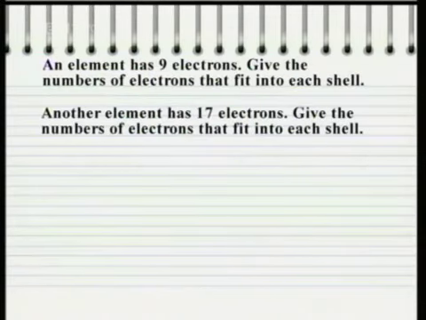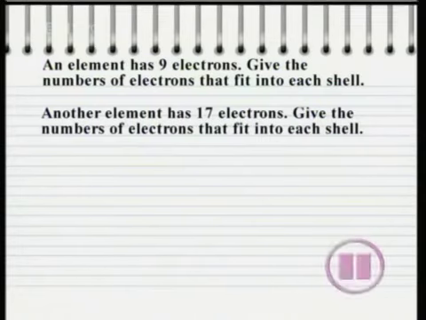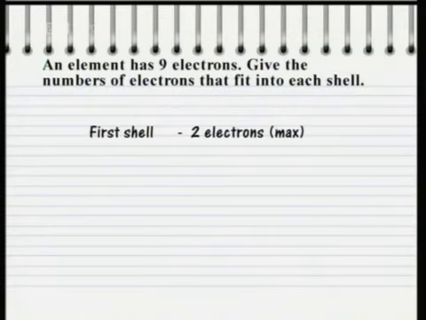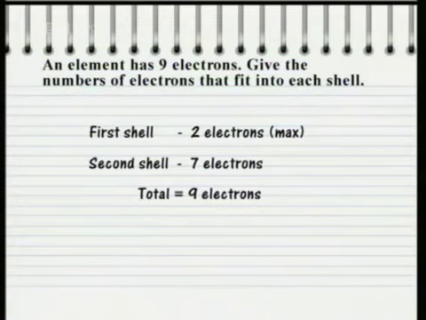Here's another question about atomic structure. An element has 9 electrons. Give the numbers of electrons that fit into each shell. Another element has 17 electrons. Give the numbers of electrons that fit into each shell. The first part of the question asks about an element with 9 electrons. The first electron shell can only hold a maximum of 2 electrons. That leaves 7 electrons to go into the next shell to give the total of 9. This is fluorine.